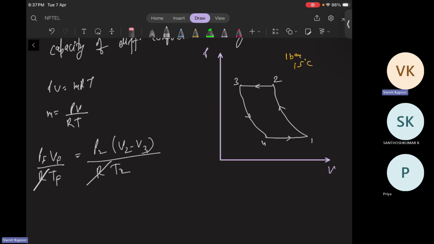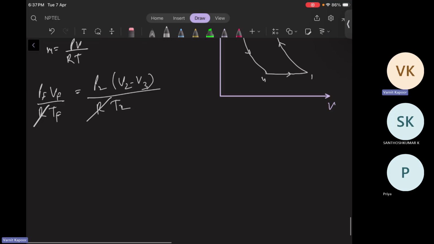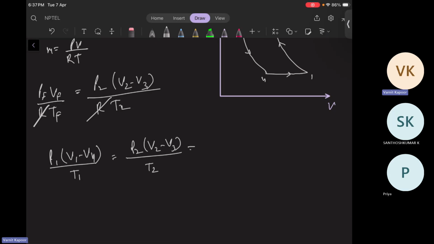Okay, similarly for V1 and V4 also you can write. So it can be written in the form P1 (V1 minus V4) by T1 is equal to P2 (V2 minus V3) by T2, and this can be equal to PF by TF. And these are your standard conditions, that is when you are comparing with the free air delivery conditions.